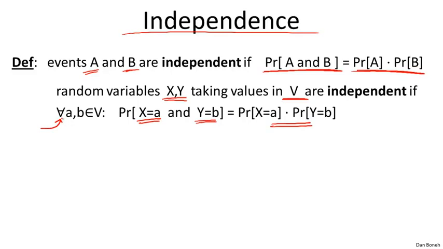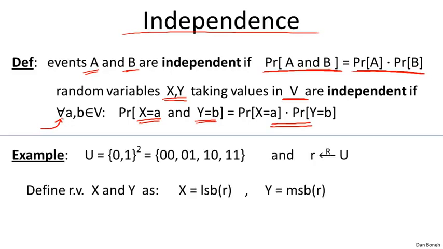So just again, to jog your memory, if you've seen this before, a very quick example. Suppose we look at the set of 2-bit strings, so 00, 01, 10, and 11. And suppose we choose a random element from this set. Okay, so we randomly choose one of these four elements with equal probability. Now let's define two random variables. X is going to be the least significant bit that was generated, and y is going to be the most significant bit that's generated. So I claim that these random variables, x and y, are independent of one another.